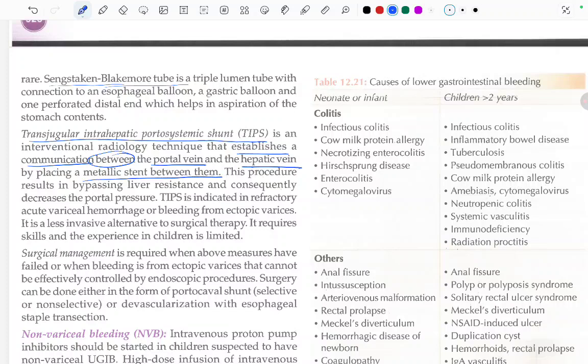Fine. There is a communication made between the portal vein and the hepatic vein, right? And how is it made? By placing a metallic stent. So what is this procedure doing? It is bypassing the liver resistance and decreasing the portal pressure.